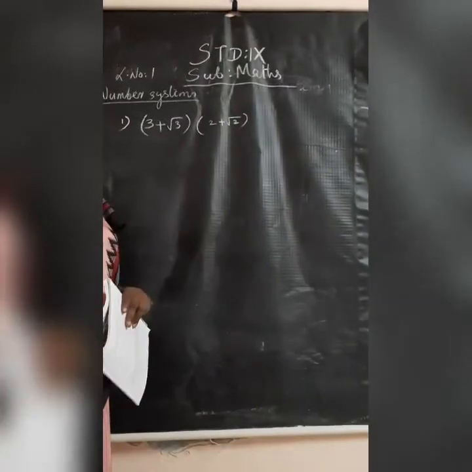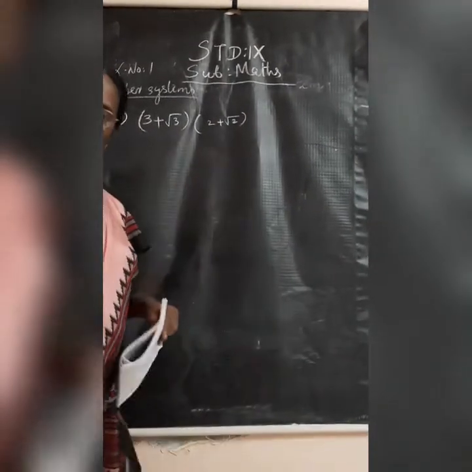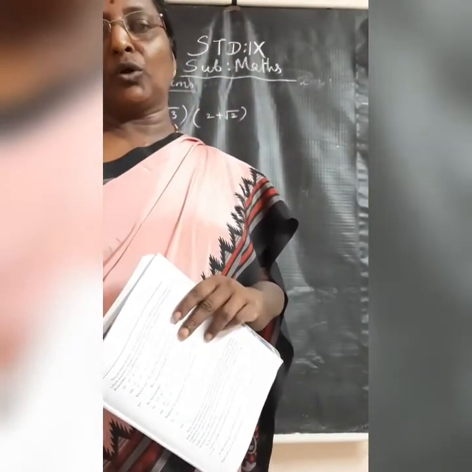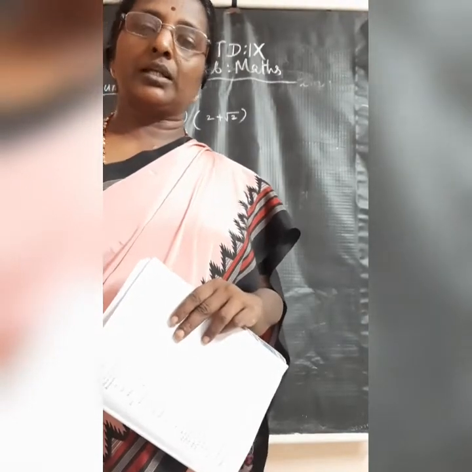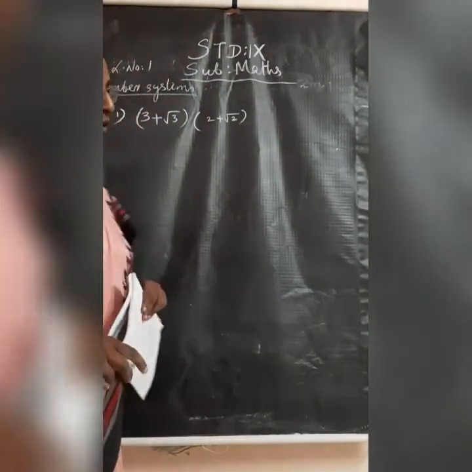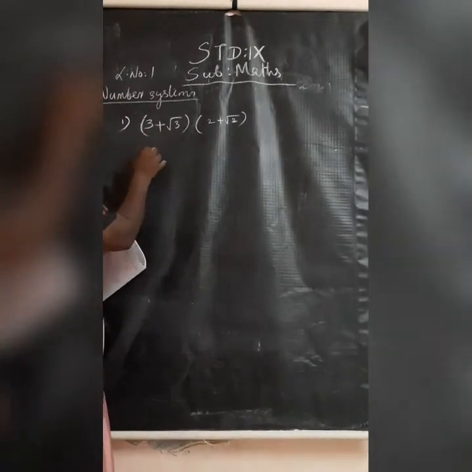(3 + √3)(2 + √2). This type of question, I told you several times: first you think whether (a + b)(a - b) is coming, or (a + b) whole square, or (a - b) whole square. You think. If it is not coming, what will we do? Bracket opening.